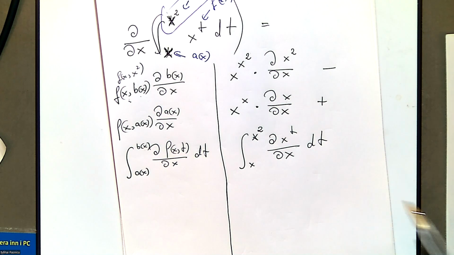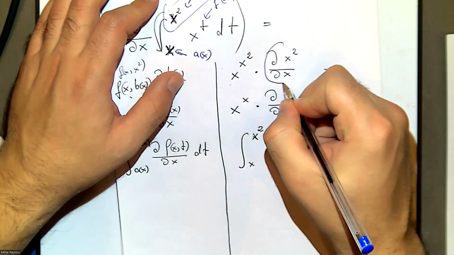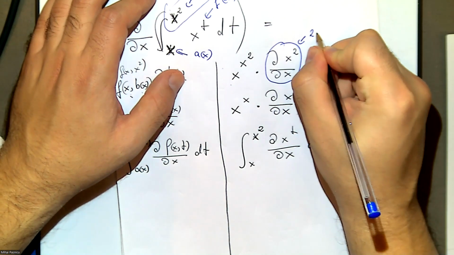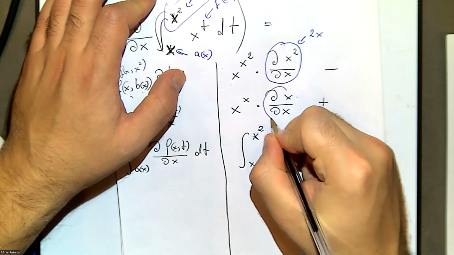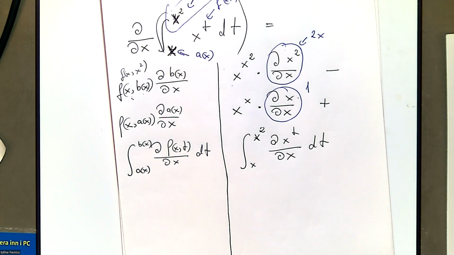I agree that these things look very ugly, but you don't need to do anything with them. It's already computed, right? There's no integral sign to them. All you can do now, if you want, just to finish it, is basically just compute these derivatives, which is just 2x and 1, and you're basically done.